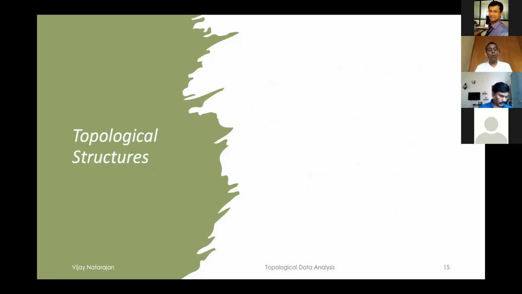So what I'm going to do in the rest of the talk is to discuss two specific topological structures, so you can get an in-depth view of what they are, how they are constructed, and then we will look at some applications.